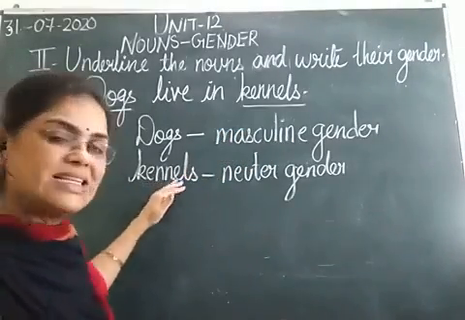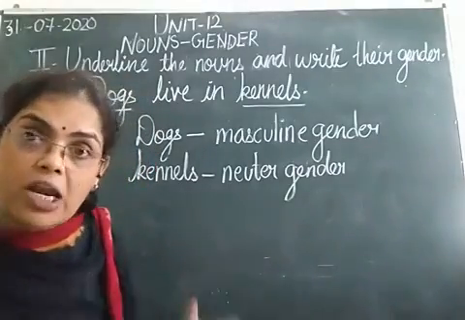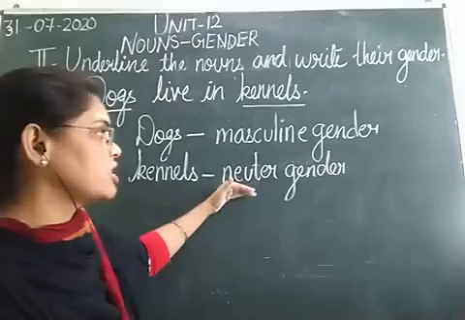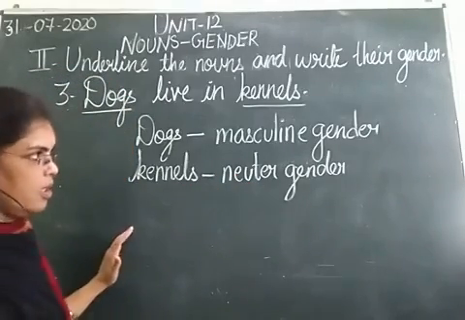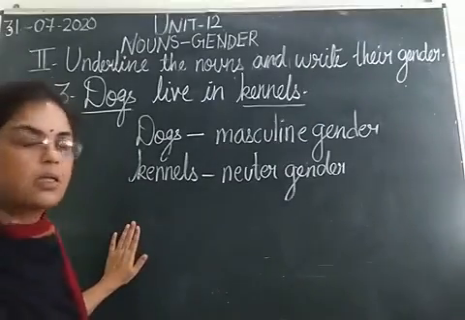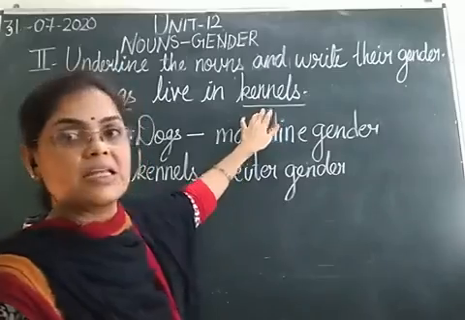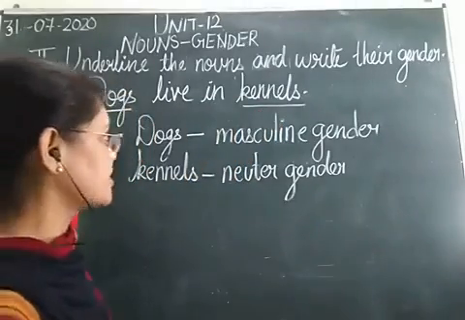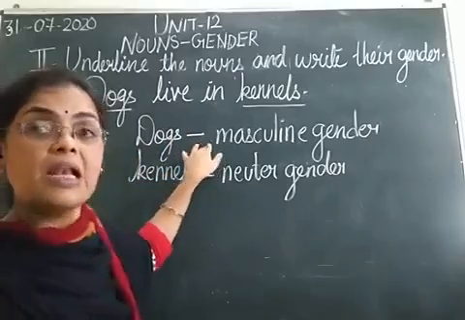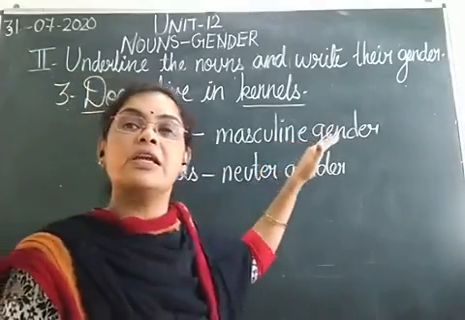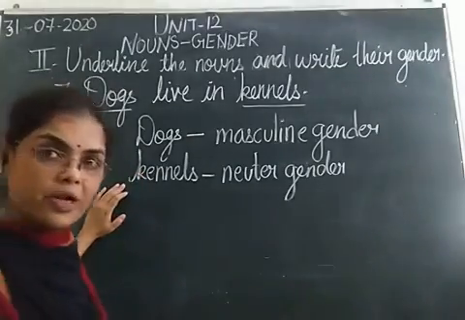Whereas kennel is a small house in which a dog lives. That's a non-living thing. एक thing है. तो वो किस में आया बेटा? Neuter gender. I hope the third one is clear to you. Dogs live in kennels. The nouns are dogs, kennel. Dogs denotes the male, so it is of masculine gender. Whereas the kennel, it is a non-living thing.